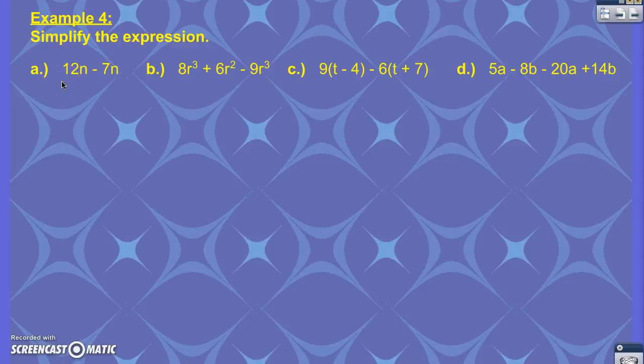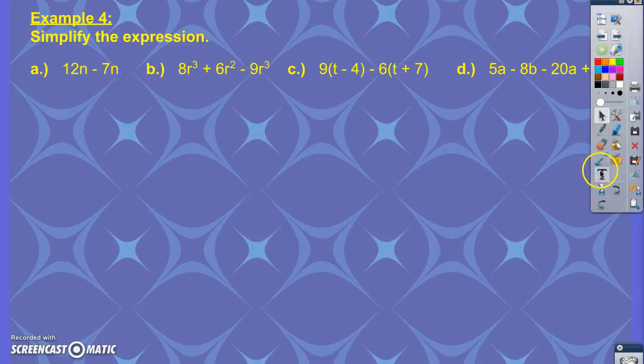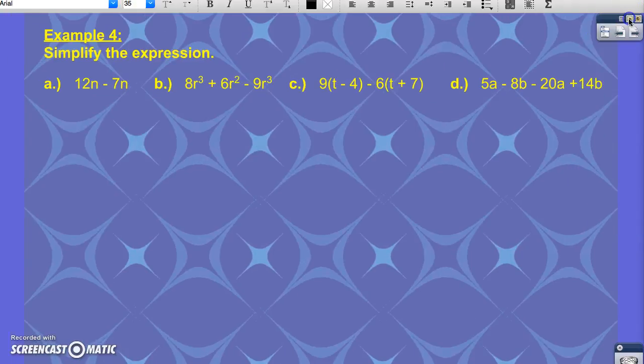In order to add or subtract like terms, you have to have the same variable and exponent. This is n to the first power, right? And so is this one. They both have n to the first. They're the same letter, the same exponent. So I am allowed just to take the coefficients. The coefficients are the numbers in front. 12 minus 7 is 5, and tack on the n. So we answered A, simply 5n.